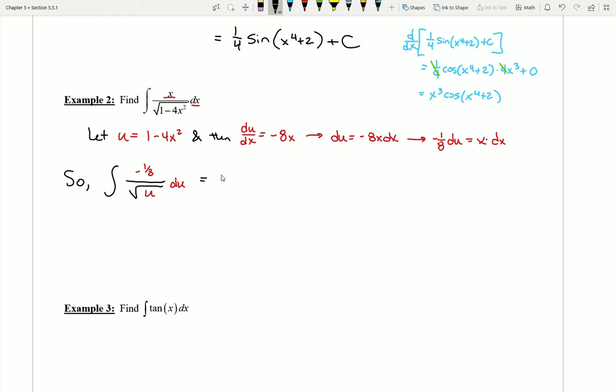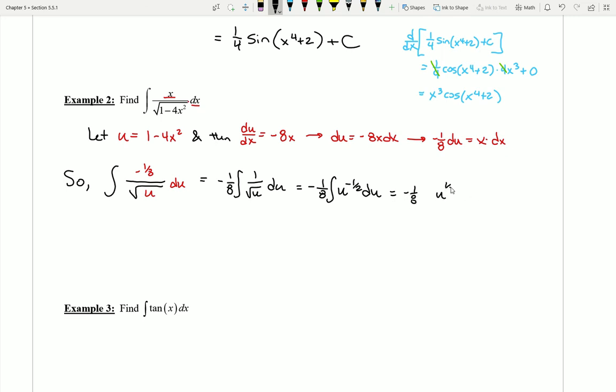I'm going to use a little bit of rewriting capability here. I'm going to take this negative an eighth and pull it out to the front. That would leave me with 1 over the square root of u. I'm going to use a little bit of algebra to rewrite that as u to the negative 1/2. And is that a derivative rule that I could undo? Oh, yes it is. I could just reverse a power rule here.